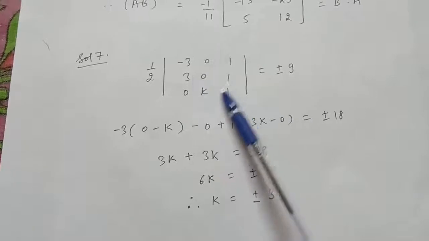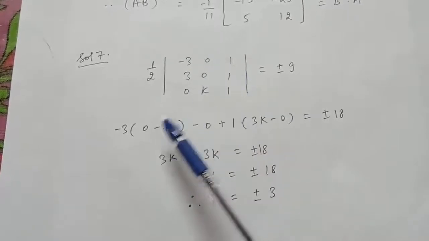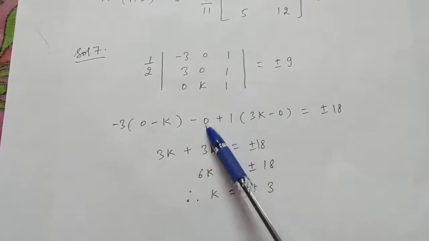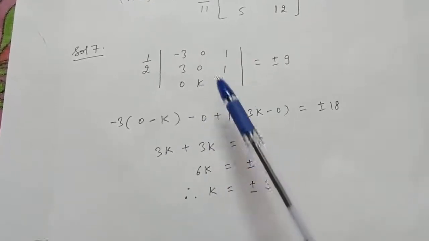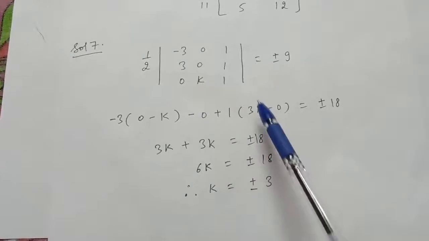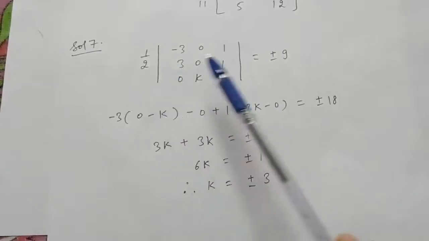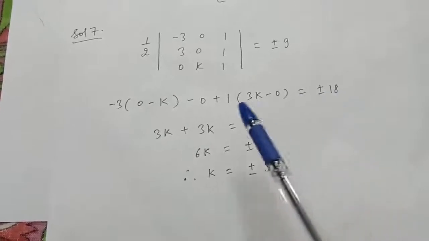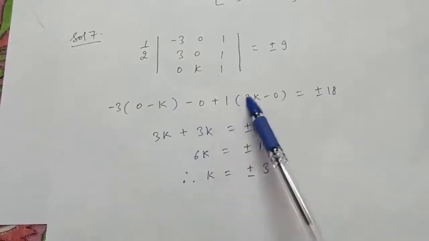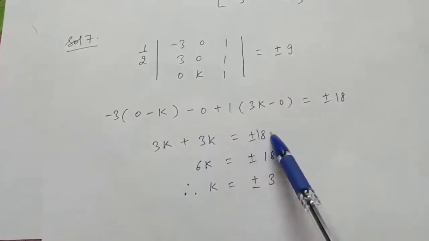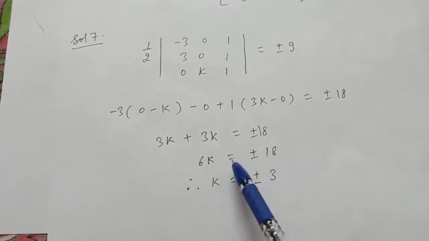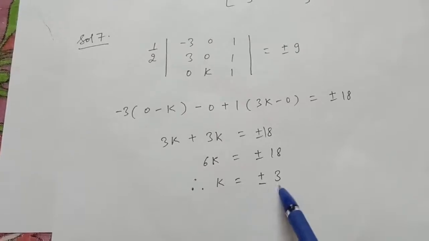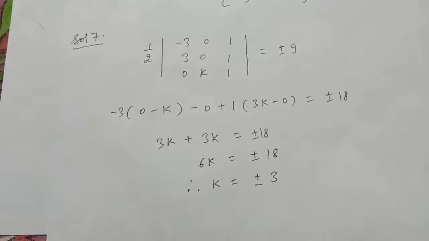Now solve this determinant along the first row. So you will get minus 3 into (0 minus k) minus 0 plus 1 into (3k minus 0). Also take this 2 on the right side, so you will get plus minus 18. Now this will be 3k plus 3k equal to plus minus 18. So 6k is equal to plus minus 18 and therefore k is equal to plus minus 3, right?